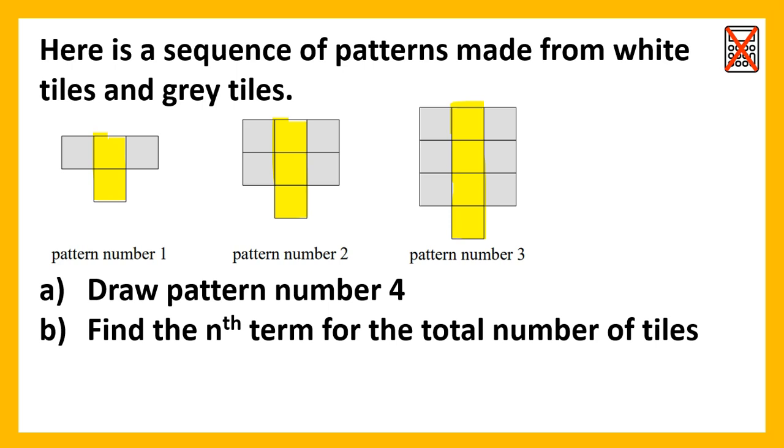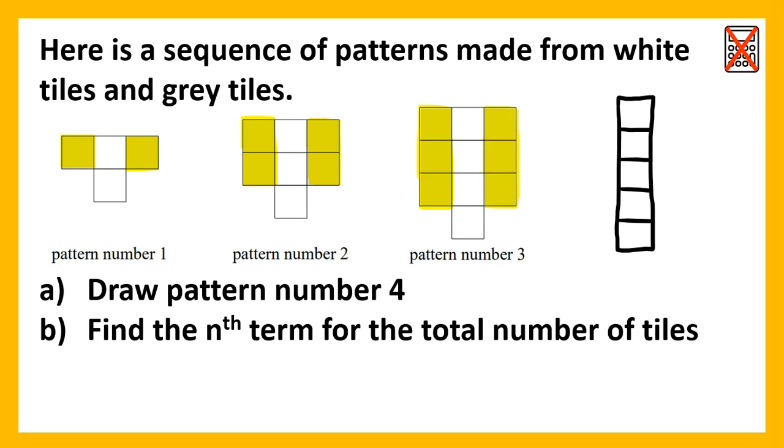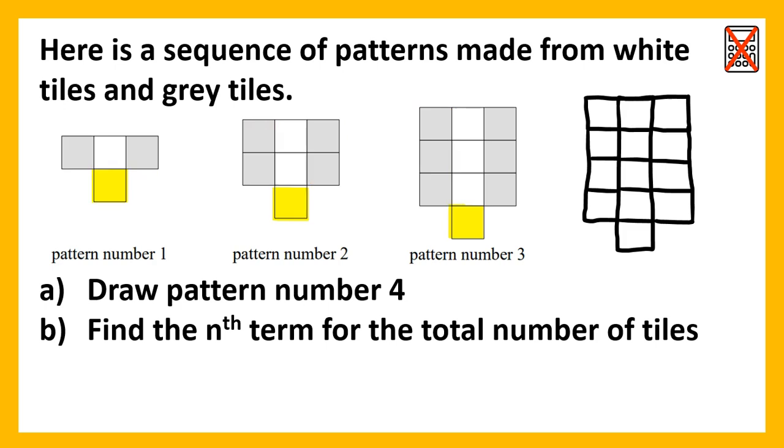This would be a good place to start for pattern number 4, which would be 5 white squares in the middle. On either side of the white column at the top, I have 1 grey square, which then increases by 1 going down each time. So by the time I got to the fourth pattern, I would have my grey squares starting at the top and going down on each side, just leaving the single square by itself at the end. And I'll shade these in to show the difference between the white and the grey squares.